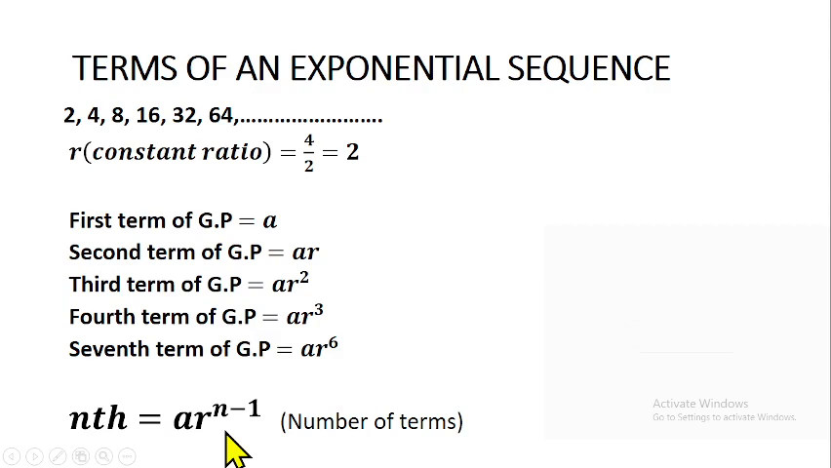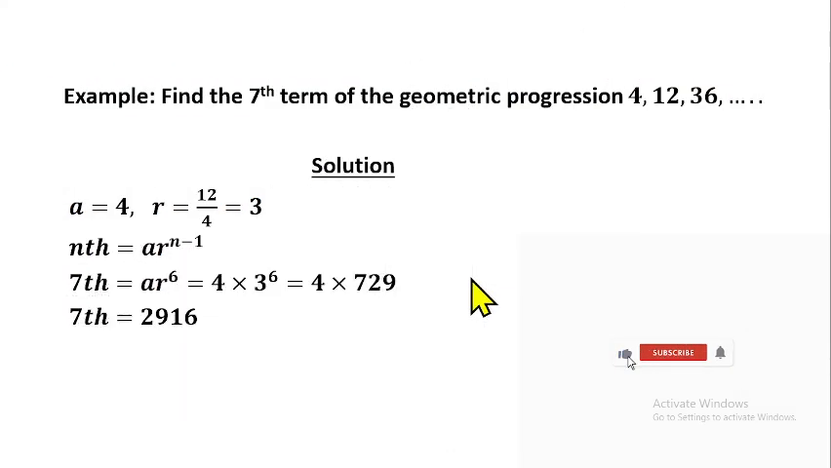Do we understand that? Alright, if you understand that, let's solve this first question on GP. Find the seventh term of the geometric progression 4, 12, 36, and so on. Does this progression belong to geometric progression or AP? It does not belong to AP because it does not have a common difference. Rather, it belongs to geometric progression.